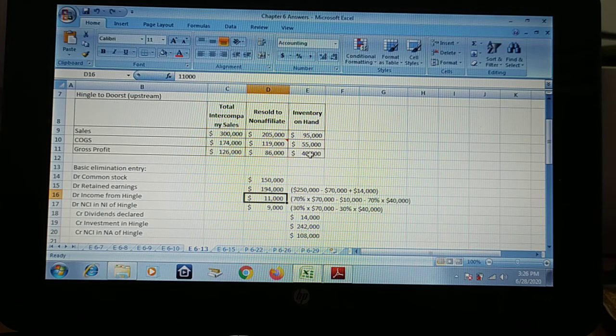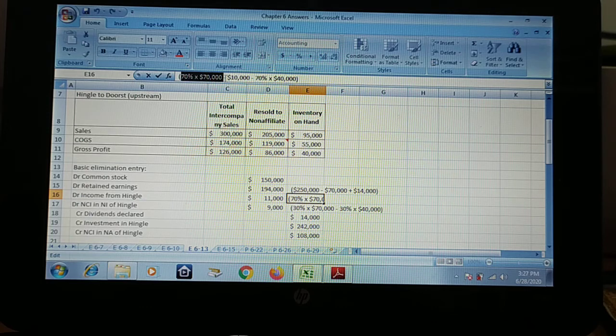For the upstream sale, the deferred gross profit is 40,000. You need to allocate it to the parent and to the NCI, so it's all according to the percentage of ownership, right? So it is 70% of 40,000. So that's why it is 70% times 70,000, which is the income from Hingle, minus the 10,000 deferred gross profit from the downstream sale, and then we minus 70% times 40,000 from the upstream sale. So you will get 11,000.